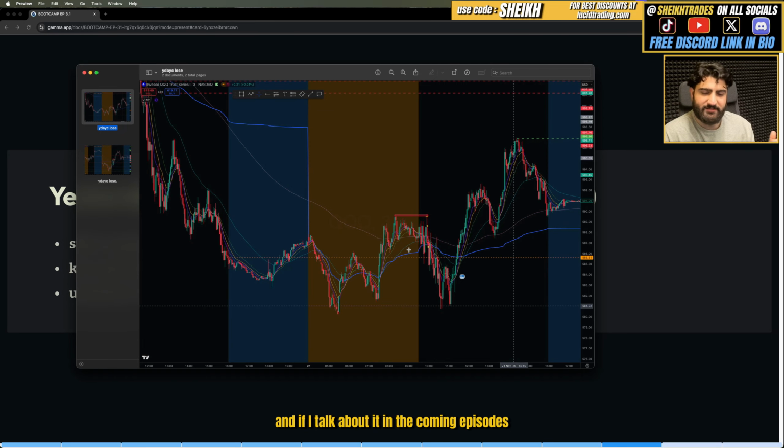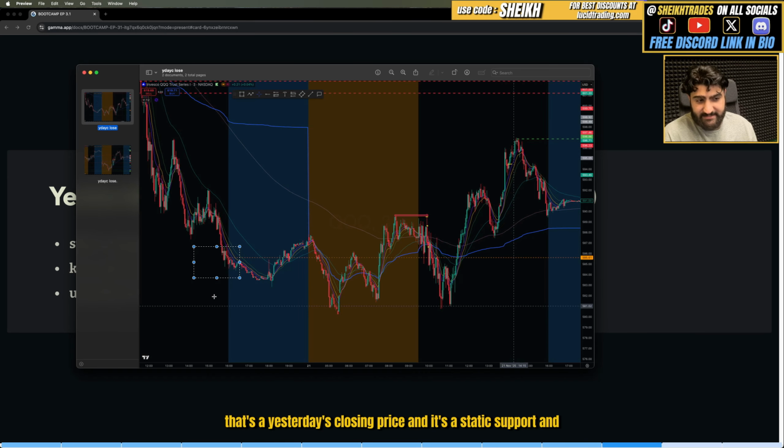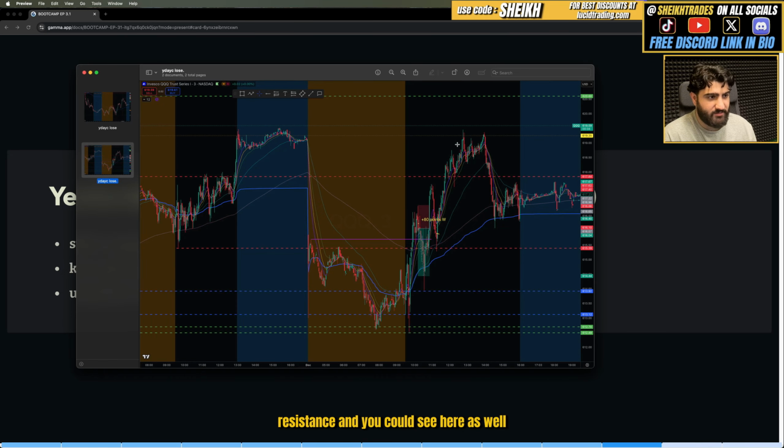And if I talk about it in the coming episodes, know that when I mention yesterday's close, that's yesterday's closing price, and it's a static support and resistance. And you can see here as well, perfect example here, yesterday's close. That was yesterday's session that we live streamed. We have yesterday's close here, and you could see we come to it twice and we fail it both times.